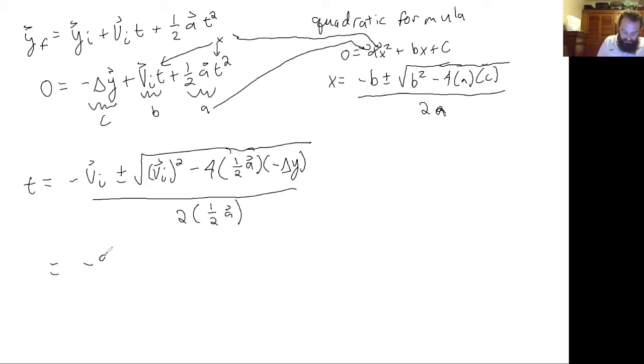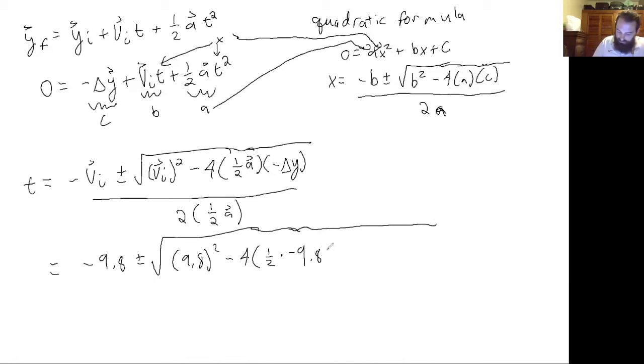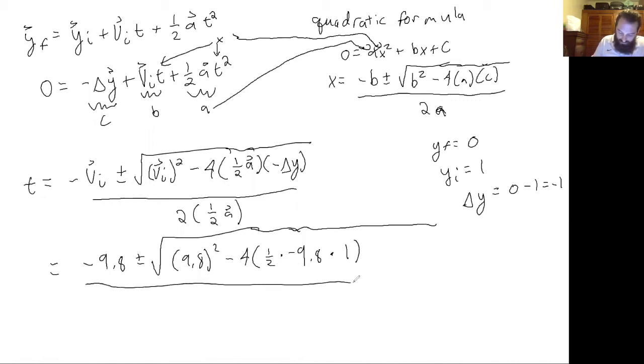So the v initial we had was 9.8. So 9.8 squared minus 4 times 1/2 times negative 9.8, with the acceleration due to gravity, times negative delta y, which is negative 1. Let's check that. So y final is 0, y initial is 1. So delta y is 0 minus 1, which equals negative 1. So the negative delta y will just be positive 1. And then we divide that by 2 times 1/2 times negative 9.8.